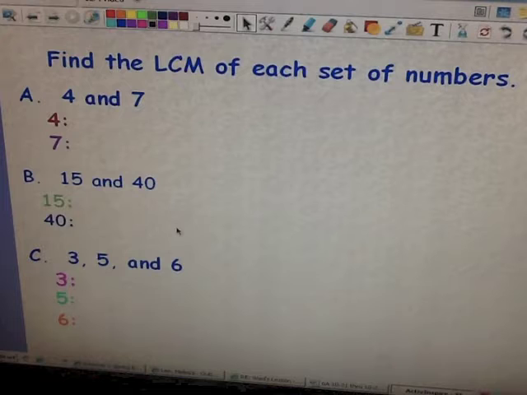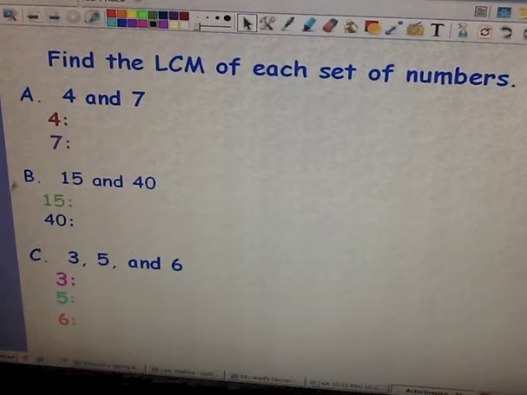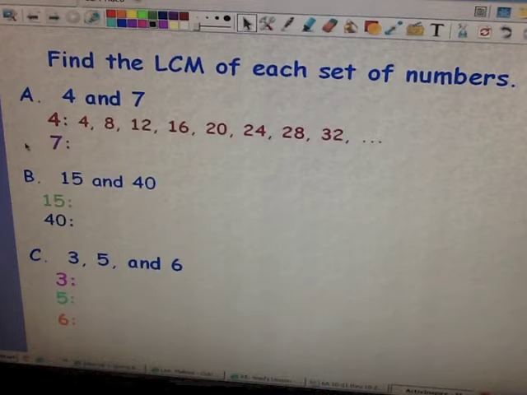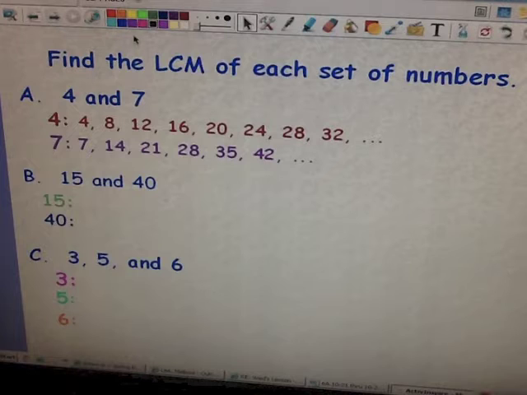Okay, now you've learned 2 methods of finding the least common multiple of a set of numbers. We're going to do the list method. And our first example we're going to do is 4 and 7. So we're just going to list the multiples, just skip counting of 4s, 4, 8, 12, 16, 20, and so on. Skip count your sevens, 7, 14, 21, 28, 35, 42, and so on, and find the smallest multiple that they have in common. Well, 7 is not a multiple of 4, 14 is not a multiple of 4, neither is 21, but 28 is. So 28 is the least common multiple of 4 and 7.